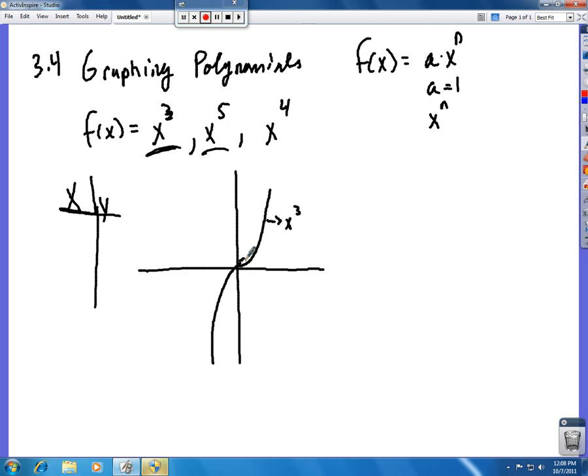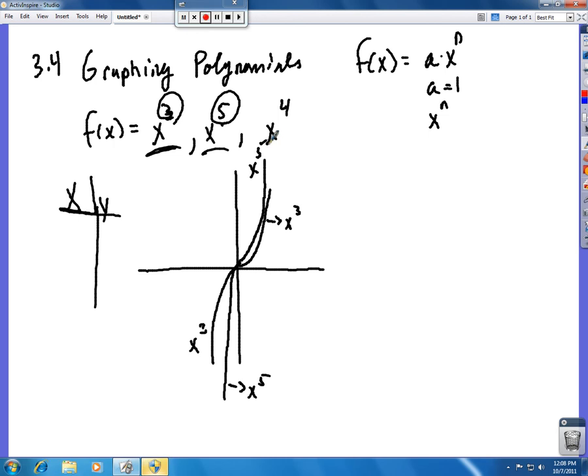So x to the 5th is going to be real close to the same thing, but it's going to climb a lot faster because it's got a higher order than 3. So as you put in 2, 3, 4, 5, whatever value for your x value, you're going to get a much larger y value because it's raised to a higher power. This is x to the 5th, x to the 3rd, x to the 5th.